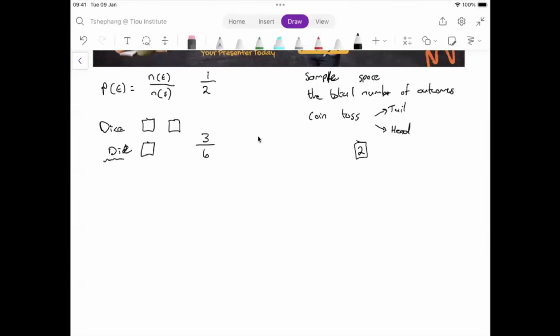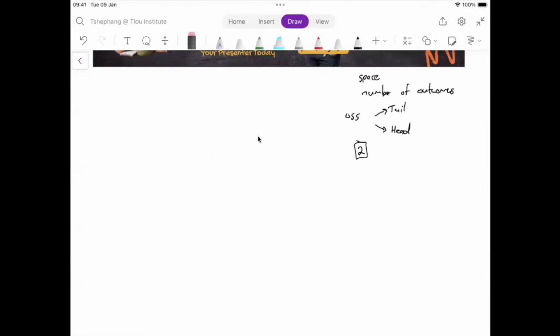Now, this is not that necessary. I just needed to at least explain it using some words and some visuals so that it makes sense to everyone. Now, let's talk about theoretical and experimental probability. Just give me a second. And experimental.